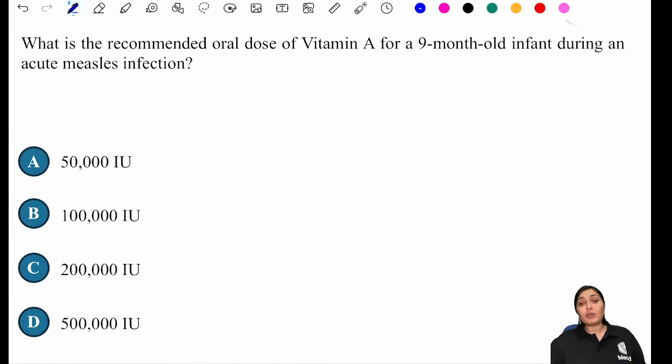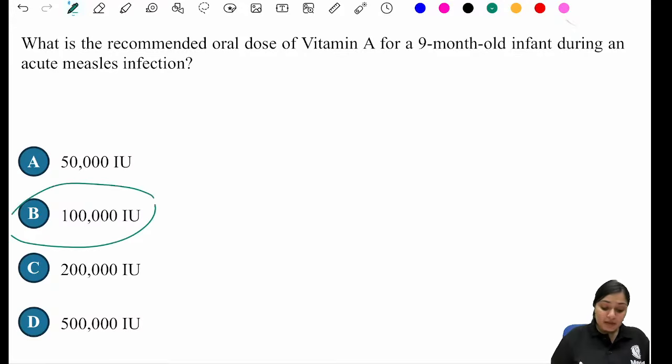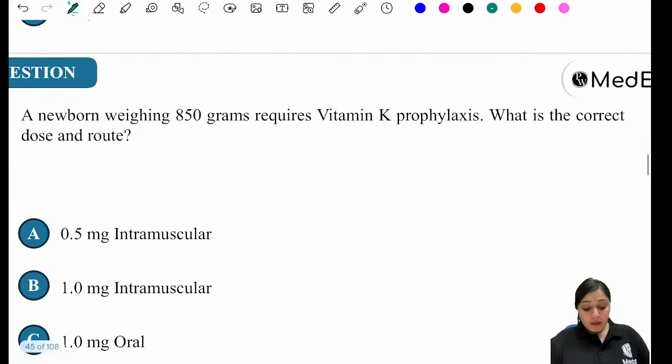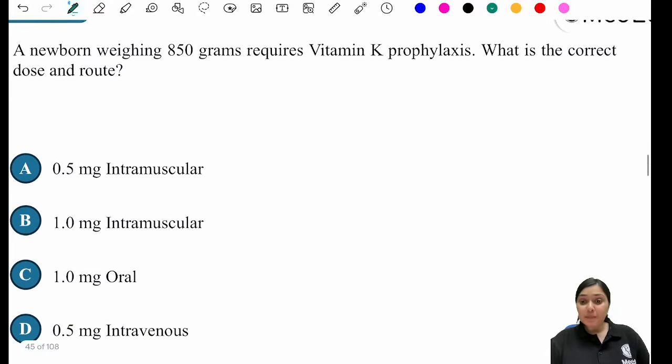What is the recommended oral dose of vitamin A for a 9-month-old infant during acute measles infection? So we all understand the dosage now. So it is a 9-month-old child. What will be the dosage? The dosage here is B, that is 1 lakh international units. Right? Now let's move to the next question.